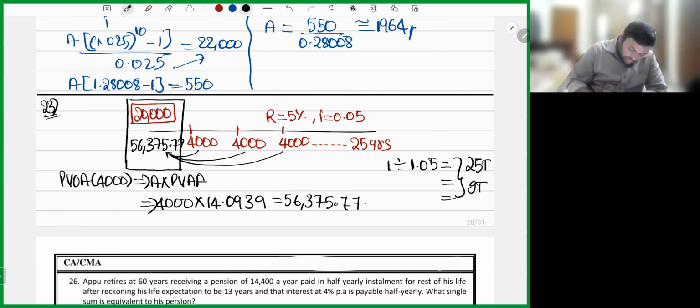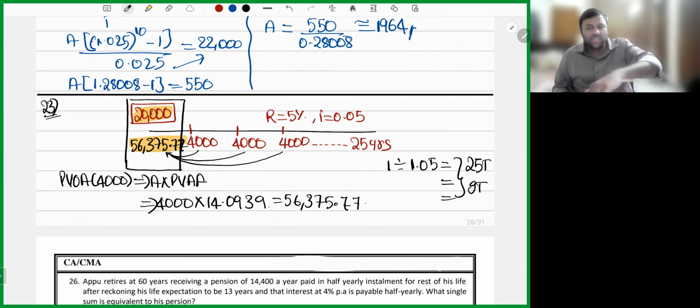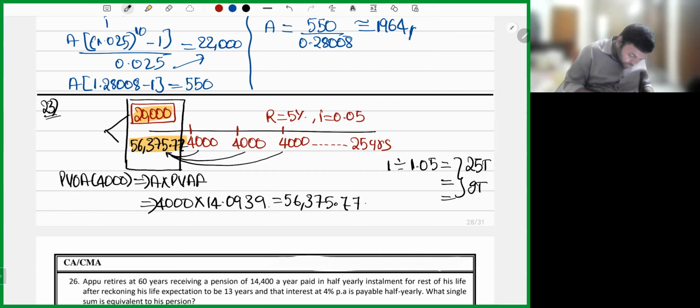56,375.77. But be careful, my dear friends. This is the amount which you are paying through installment. But this is the amount which you have already paid. You paid 20,000 plus 56,000. You already paid 20. Now you are paying an additional 56. So combined, how much would be the cash down? So in total, how much are you paying from your pocket?